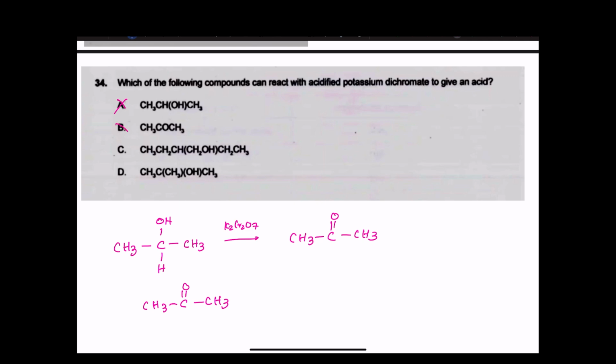Which of the following compounds can react with acidified potassium dichromate to give an acid? Right. So for the first one, CH3. It is a secondary alcohol, right? So if I put K2Cr2O7, it will become a ketone, but not a carboxylic acid. So A cannot be the answer. B, CH3 COCH3. This is a ketone. Ketones cannot be further oxidized by K2Cr2O7. Okay, B is eliminated.